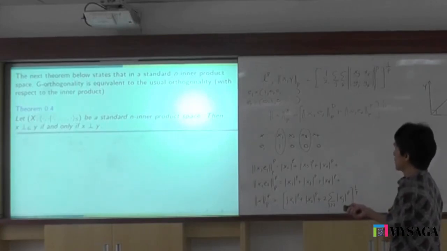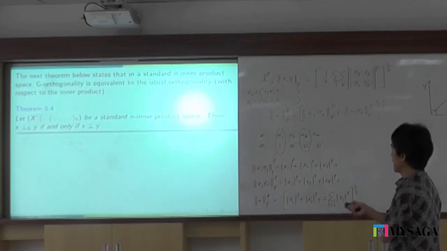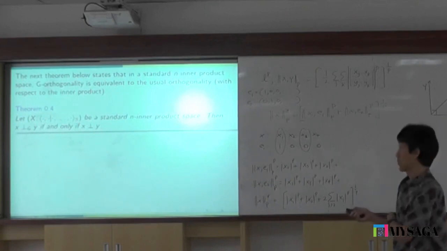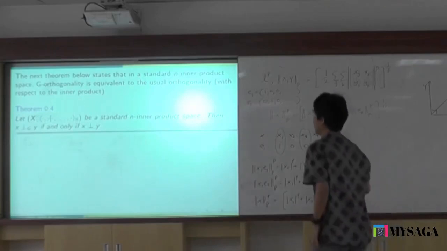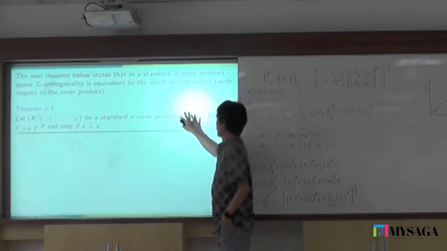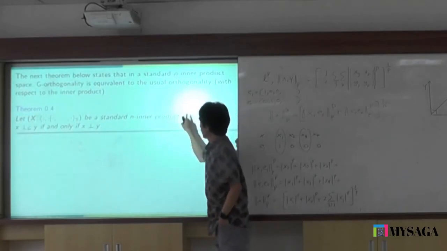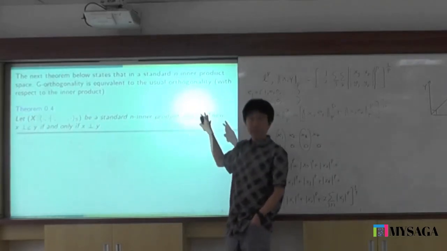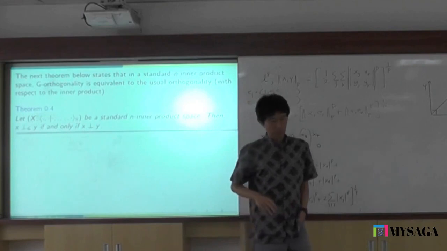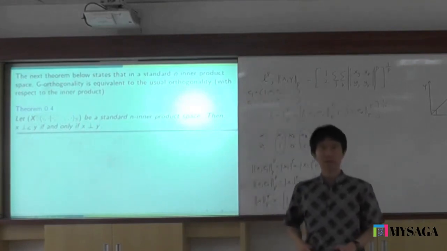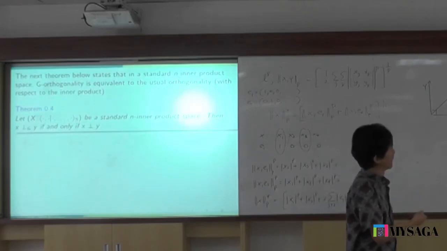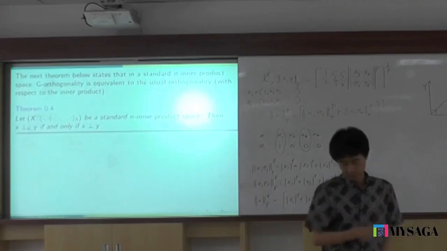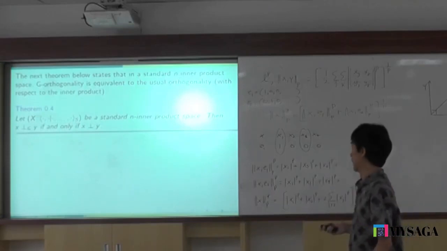Okay. So this theorem says that x is G orthogonal to y if and only if x is orthogonal to y in the usual sense, where implicitly by the word standard, I mean that X is actually equipped with an inner product, and the two-inner product is generated from the inner product by this formula. Okay?